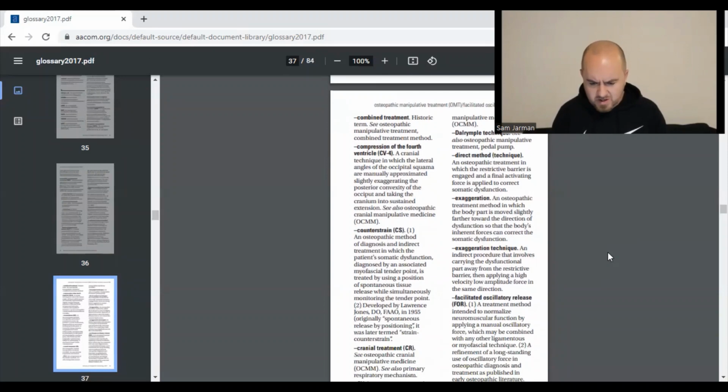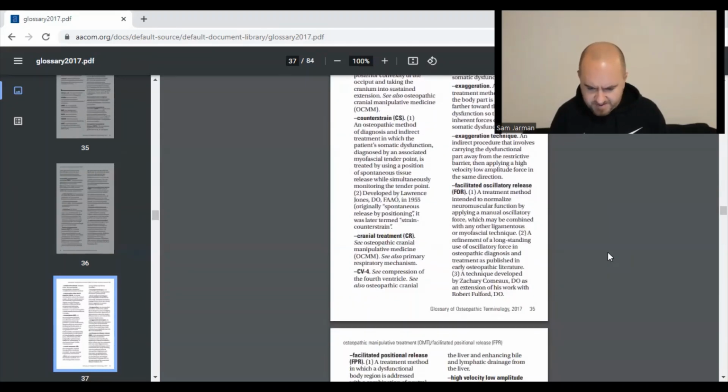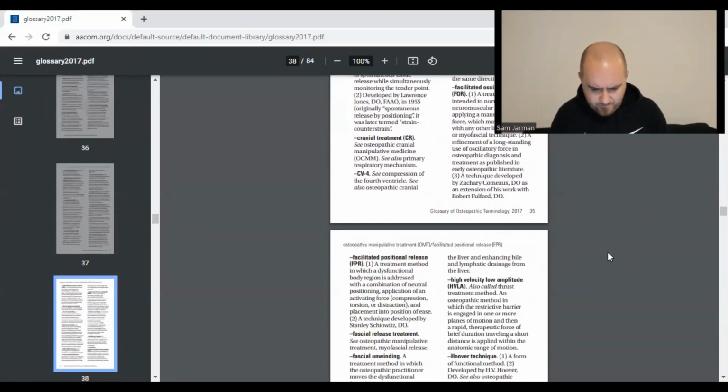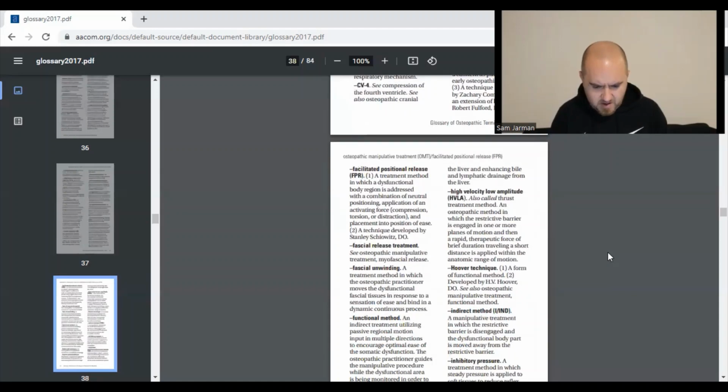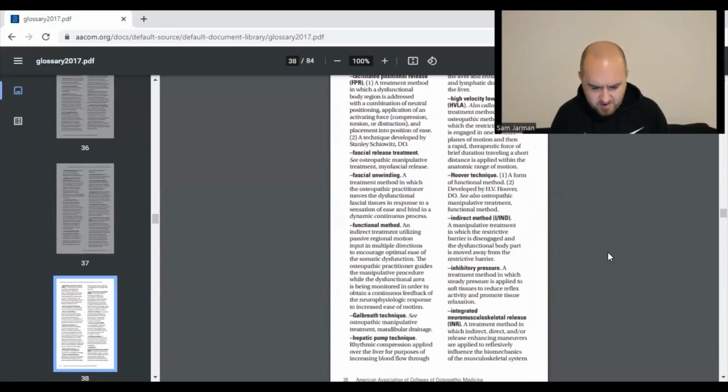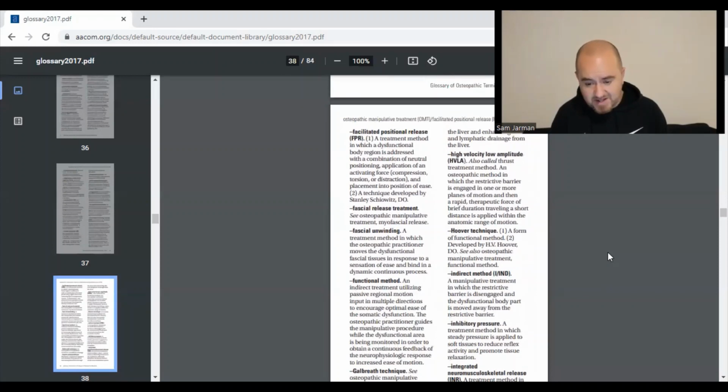Okay, so where's one here? Facilitated positional release, functional method is indirect, Galbraith, hepatic pump. HVLA would be considered direct.